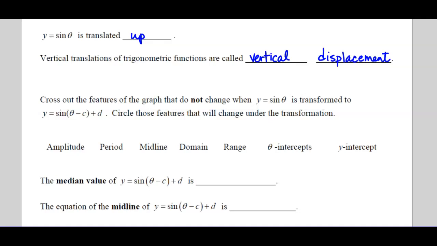So, think about this. You're just moving the graph left or right, up or down. Does it change the size of it? No. So the amplitude is not going to change. The period is not going to change. This is a vertical change to the shape. This is a horizontal change to the shape. Midline, though, will change. That's going to move it up or down. So that's going to change. Domain is not going to change just because we're starting with all real numbers, right? That's not going to change.